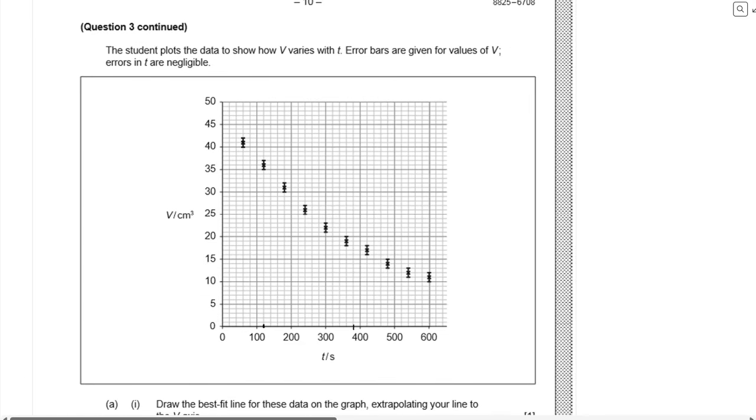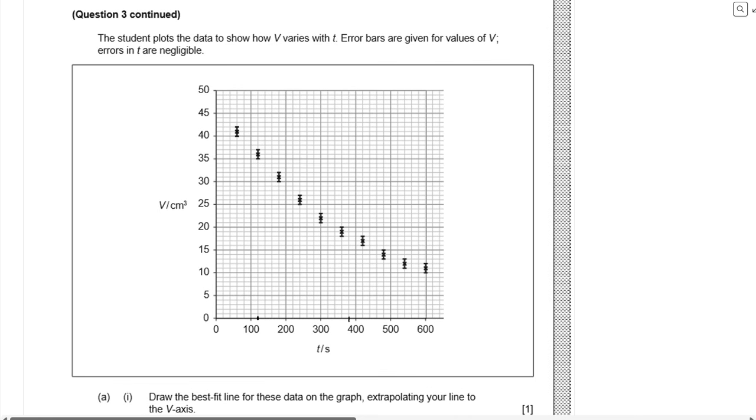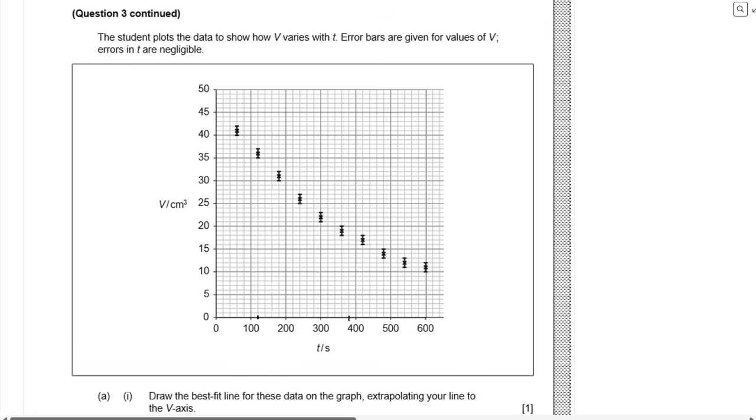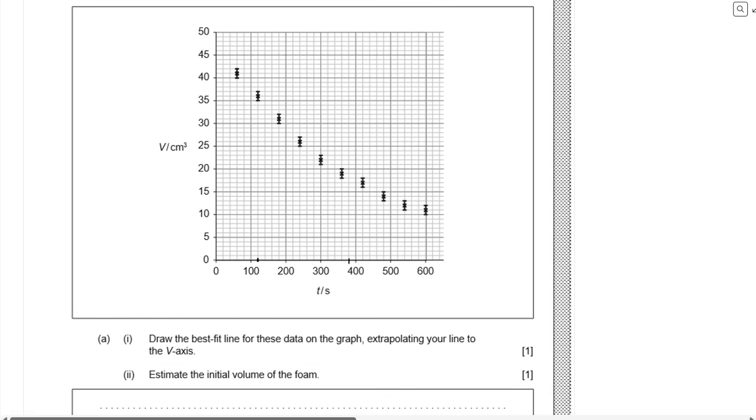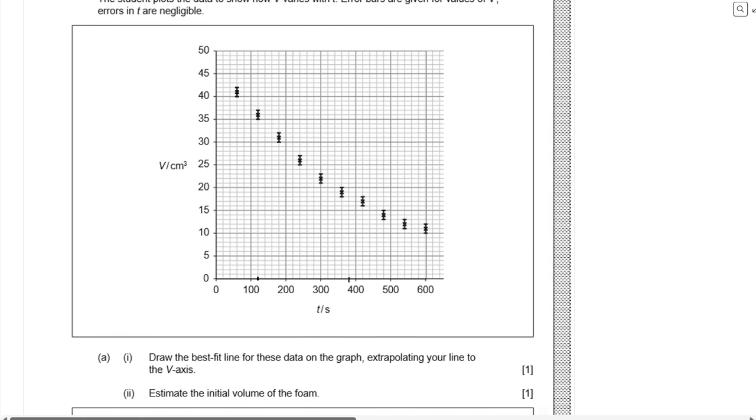The student plots the data to show how V varies with t. Error bars are given for values of V. Errors in t are negligible. Draw the best fit line for these data on the graph, extrapolating to the v-axis.